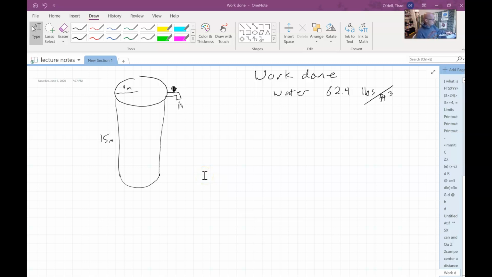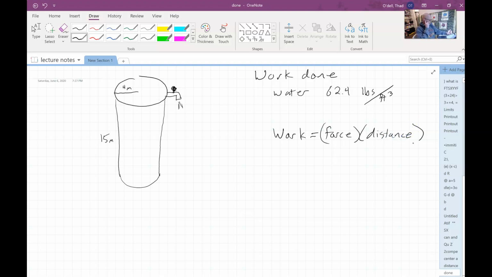Okay, this video is on another work done, calculating work done. And this is going to focus on moving liquids. I think the last one we focused on pulling up chains or pulling up a banner, but now we're going to move liquids. So once again, remember that work is just the product of force times distance.